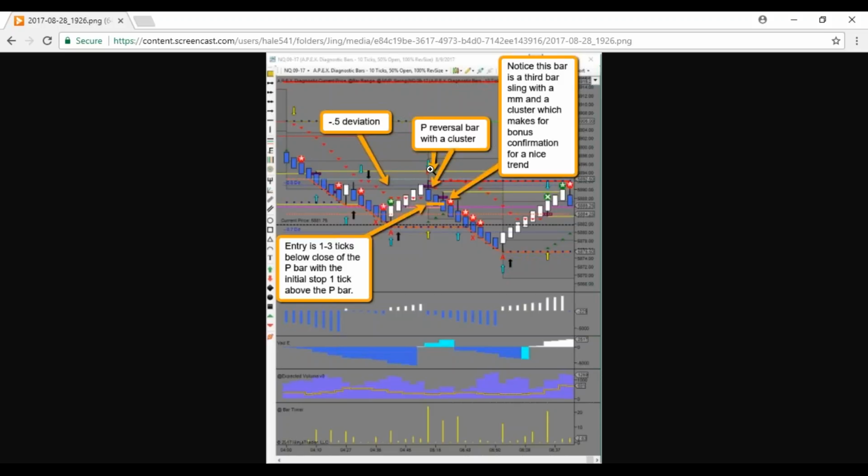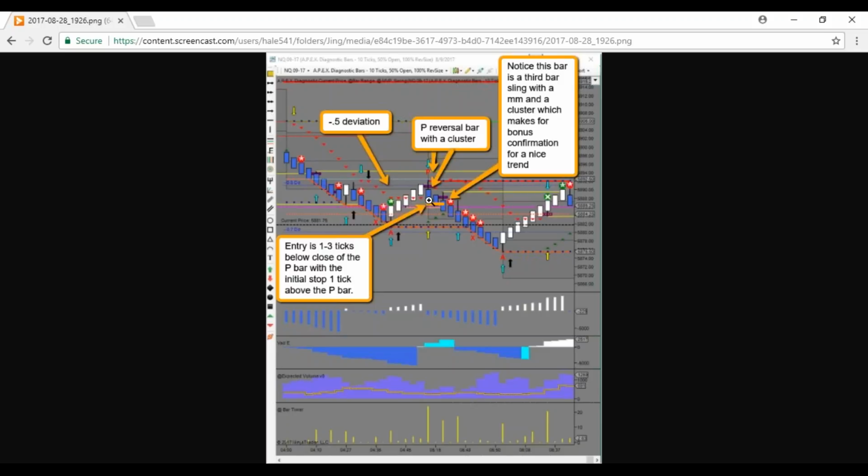Does everybody see the P bouncing off a level and a cluster? Everybody see that? Okay. Power P: level, P, cluster, reversal, take it.